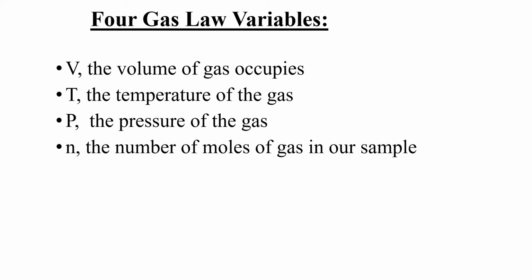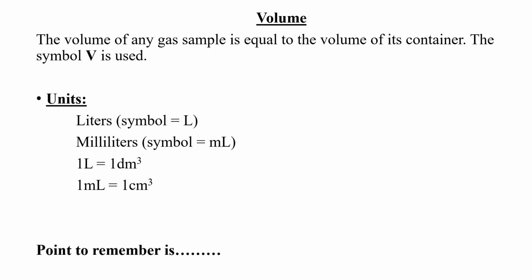We can describe the behavior of an ideal gas with the help of these four variables. We will see these variables in the next few slides one by one. So the first variable is the volume of the gas, and we represent this by V. The next variable is the temperature of the gas, and we represent this by T. The pressure of a gas is represented by P, and the number of moles of gas in our sample is represented by lowercase n.